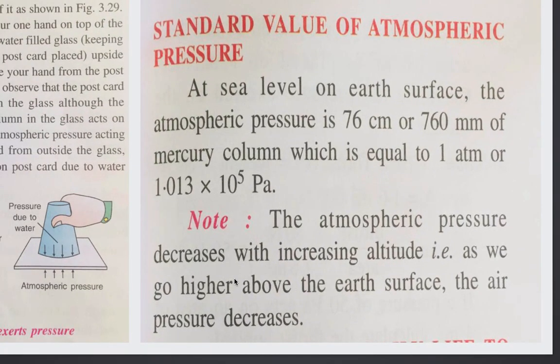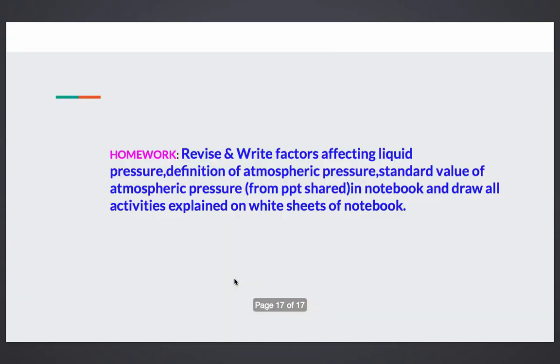Now, what is your homework for the day, class? See, this is your homework. I have mentioned it, so no need to confuse your class teacher or yourself feel confused. See here what it is. It is revise and write factors affecting liquid pressure, definition of atmospheric pressure, standard value of atmospheric pressure as it is from the PPT I'll be sharing with you. Along with the video, I'll share the PPT also as it is in the notebook, and draw all the activities explained on white sheet of notebook.